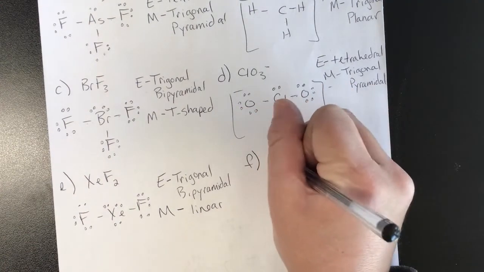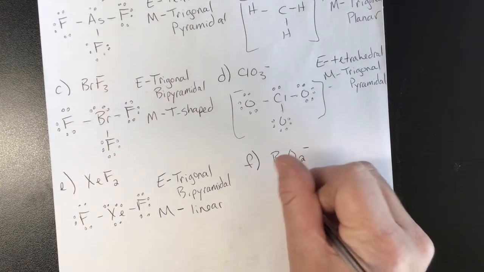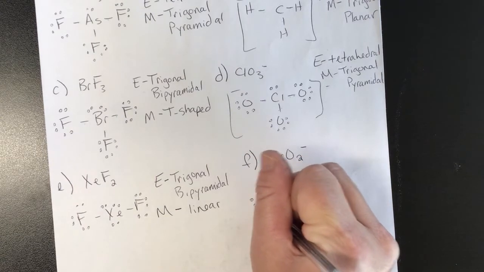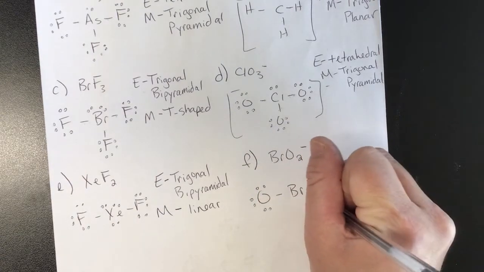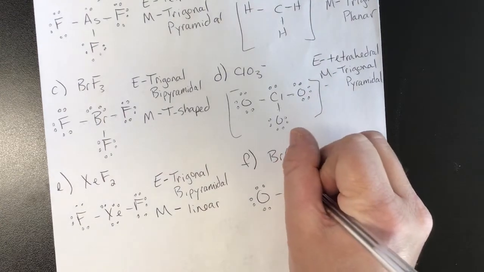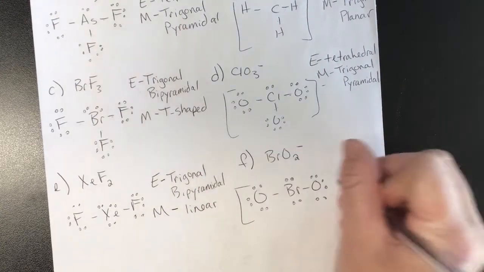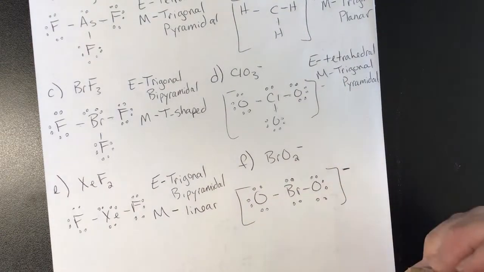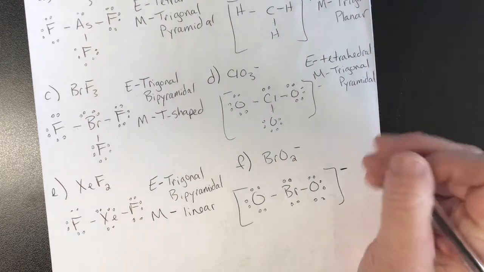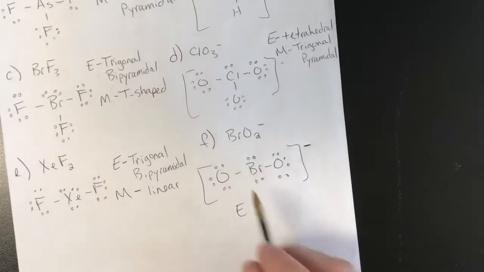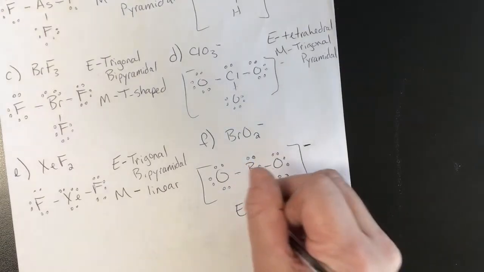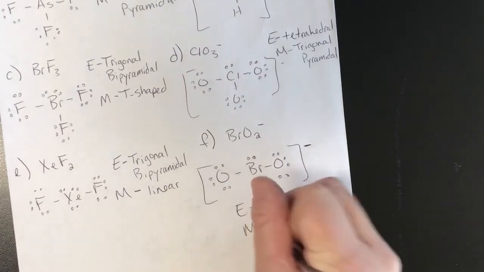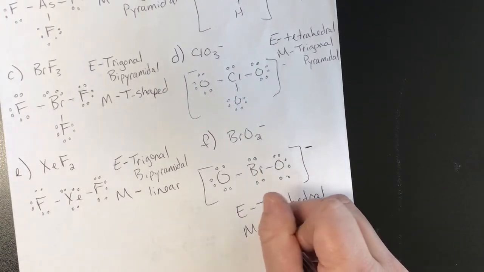Okay, then we have BrO2 negative, which looks like this. And then when we get done putting the electrons on the outside oxygens, we have 4 electrons left over, so they go on bromine, the central atom, and we have an overall negative charge. So we need to show that as well. So here, our electron domain geometry, we have 1, 2, 3, 4 domains. So that's going to be tetrahedral. And then the molecular geometry, we have 2 bonding and 2 non-bonding. So that's going to be bent.